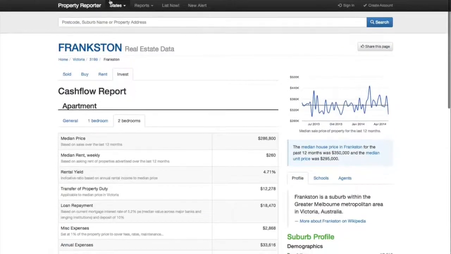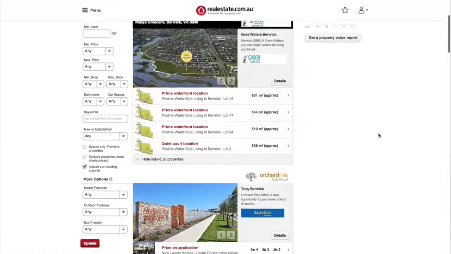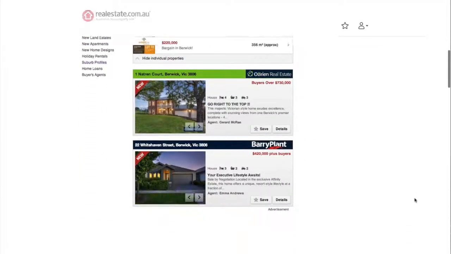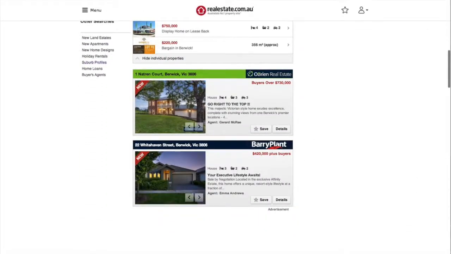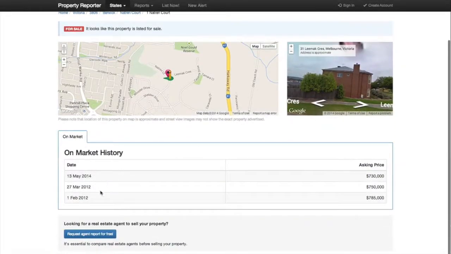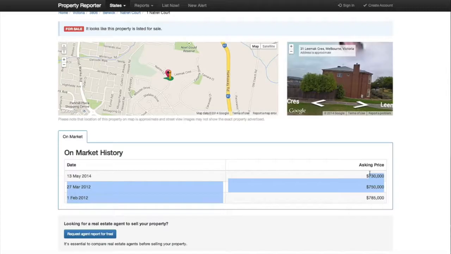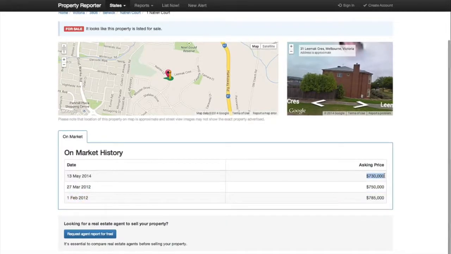Another thing this site does is, for example, I went to realestate.com.au and searched for some properties for sale in Berwick. I came up with this property, 1 Nathan Court. All I do is paste it here, and it tells me it went on the market on 1st of February 2012. They tried to sell it for 785, then they couldn't, so in March they reduced it to 750, and on 13th of May they put it back on the market for 730,000. So look at the drop that has happened.